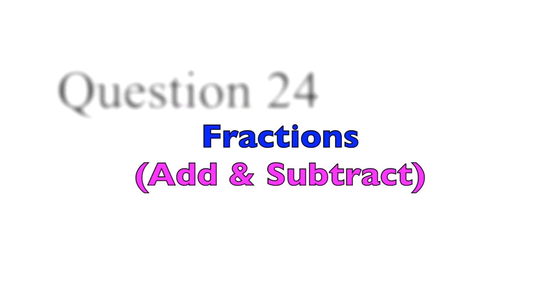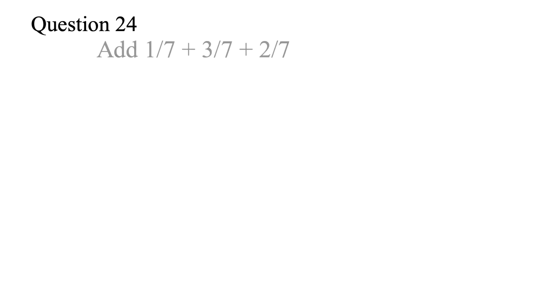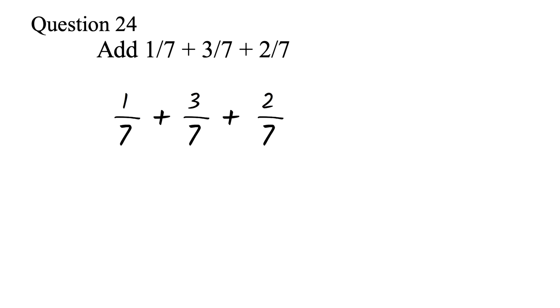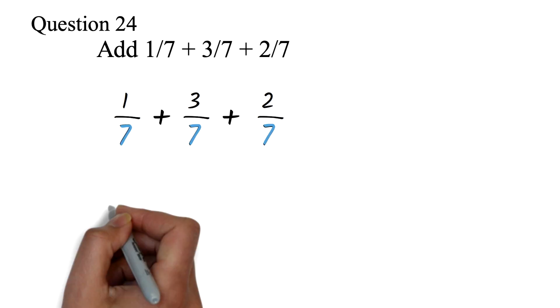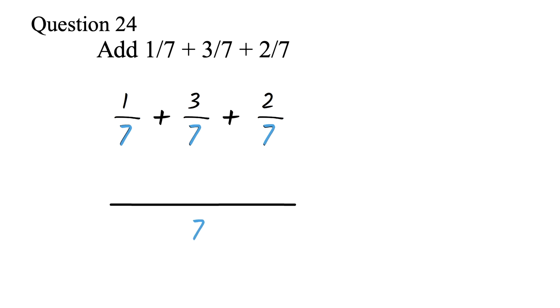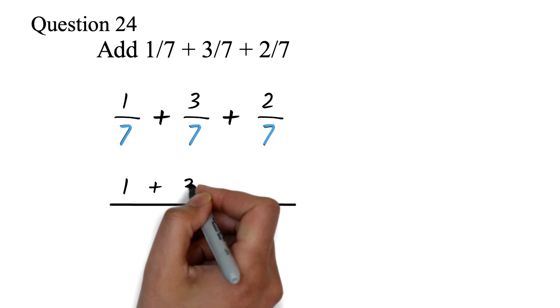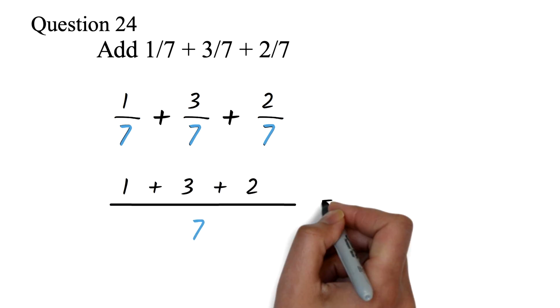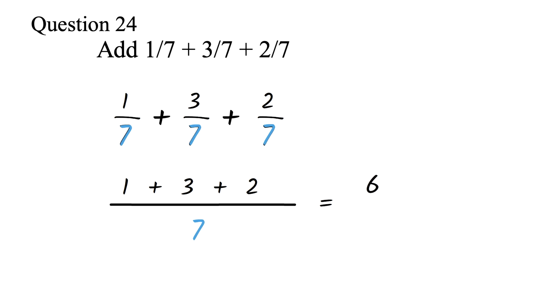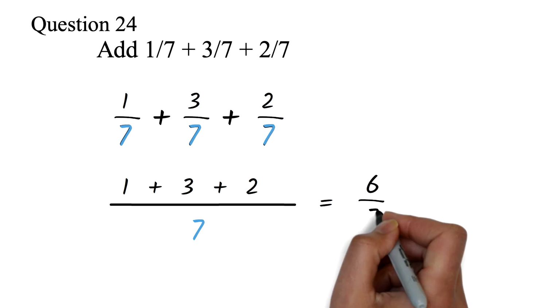Question 24. Add 1 over 7 plus 3 over 7 plus 2 over 7. This is really the easiest form of fraction questions. Here, all the fractions have the same denominator, 7. You will put that as the denominator of the answer. Since they have a common denominator, you'll just add the numerators. So we have 1 plus 3 plus 2. This is 6. So our final answer is 6 over 7.